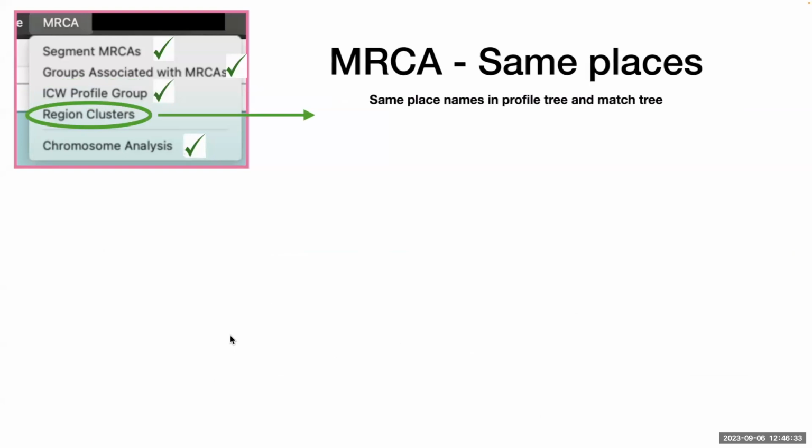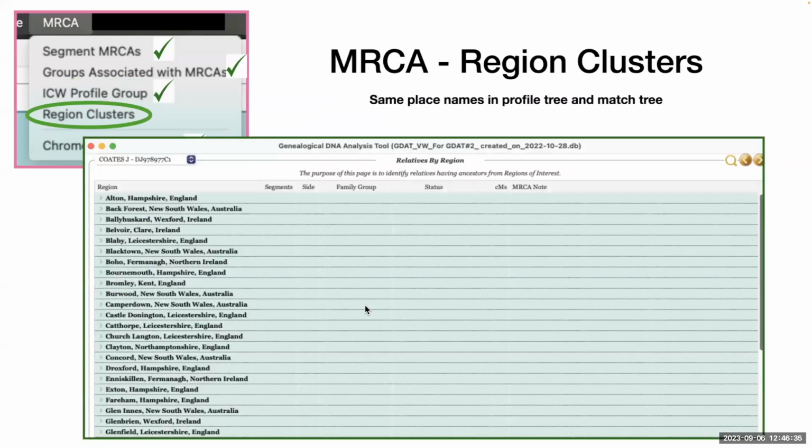Now, the region clusters is probably a very interesting area. This is showing you relatives by region. So this is taking out of the pedigrees that you've got loaded. And once again, it's not going to give you anything if you haven't loaded a lot of pedigrees, but you might be able to see a particular area you're interested in. So for Church Langdon, for example, if I click on that, I've got one match coming up, James. It's only 6.9, so I might not bother looking at it.